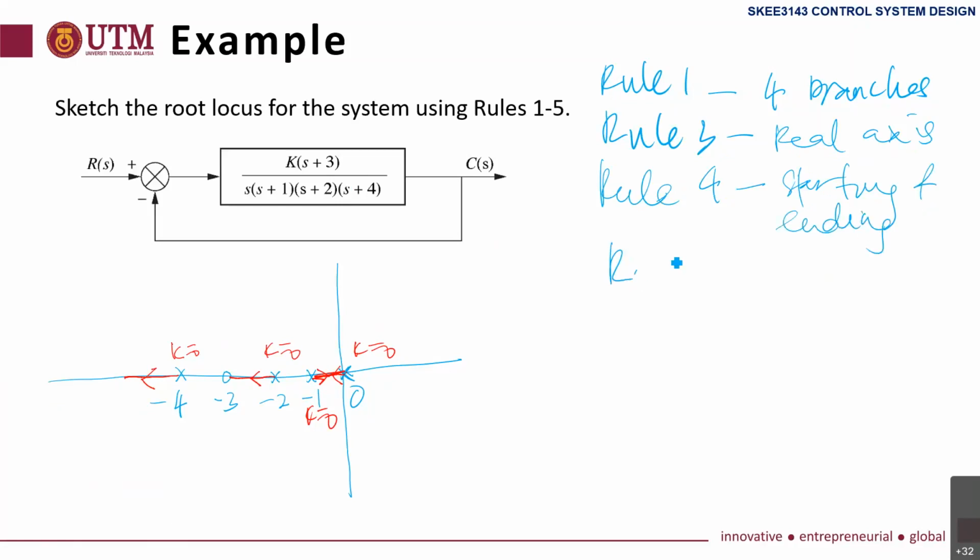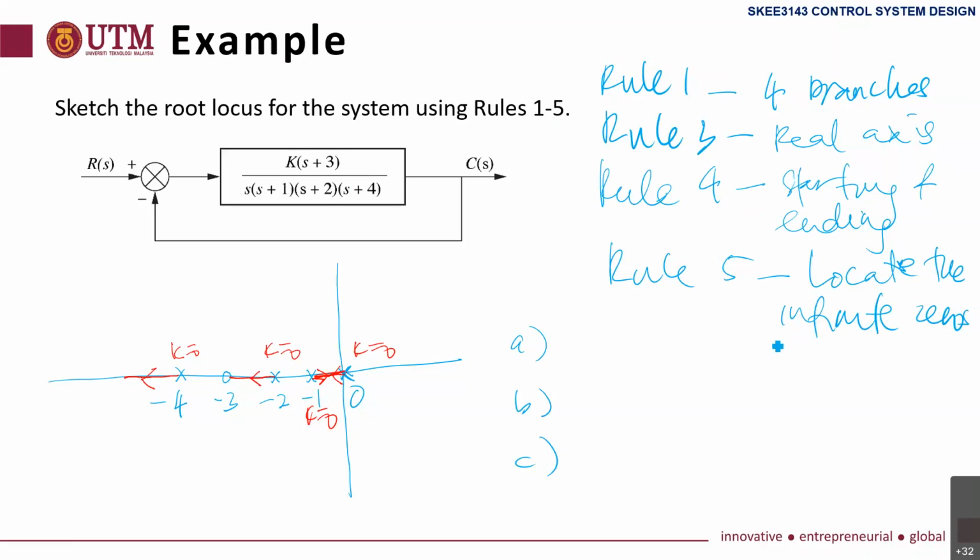Then comes rule number 5. Rule number 5, as I mentioned yesterday, is applicable only if we have infinite zeros or infinite poles. Normally, in most cases, infinite zeros. So we need to locate the infinite zeros. We have 3 formulas for rule number 5. The first one is the number of asymptotes.